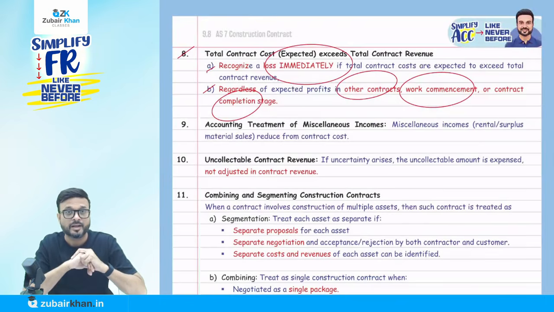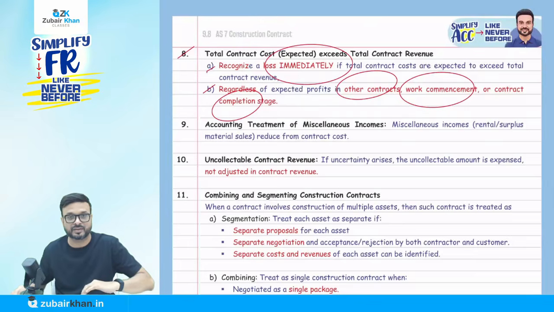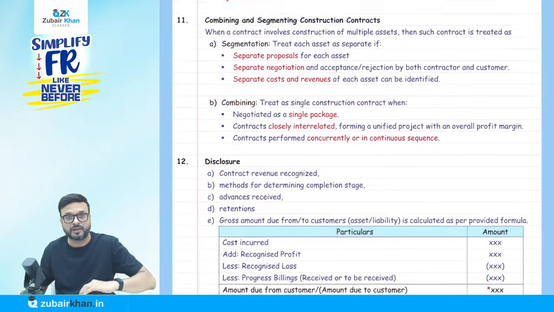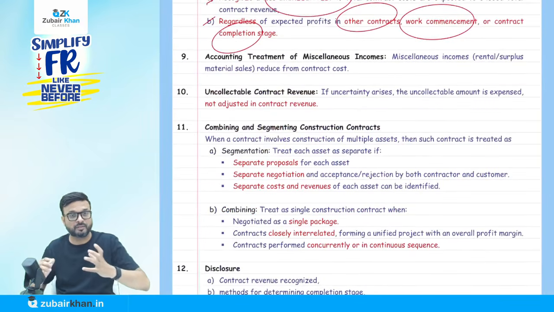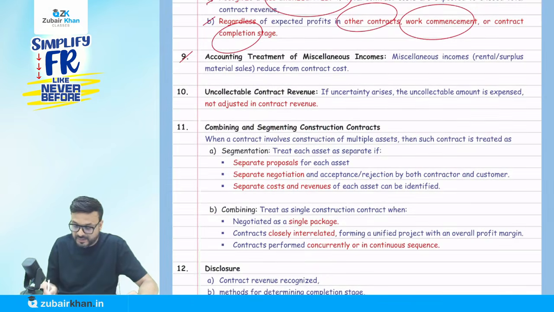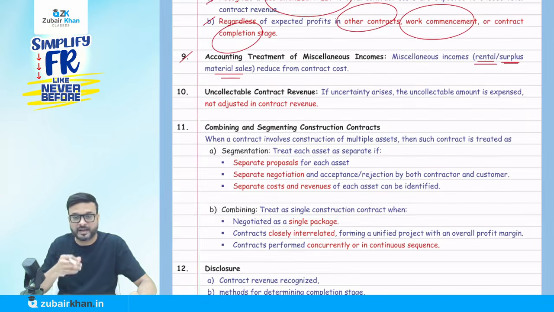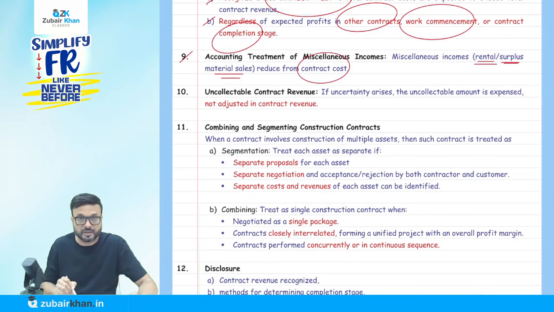Now, dear students, we'll come to point number 9. It is not at all difficult; it is very simple. After this, we will discuss the question as well. Point number 9 says that miscellaneous income like rental, surplus material sales and scrap has to be deducted from the cost.